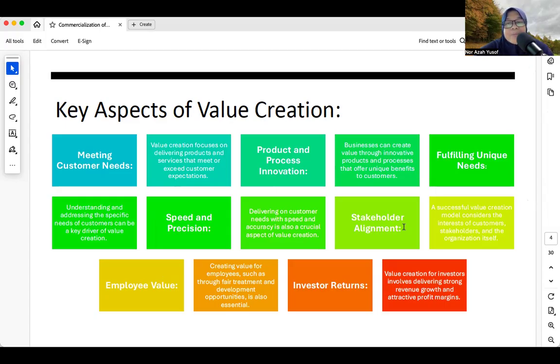And then, of course, they will ask you about the ROI, return on investment. This is the most difficult part for me because we are academics. We don't really calculate the values, how much you need to sell, how much you will get in return. But at least we can do meeting customers' needs, speed and precision, meaning that we are well prepared to redesign. And stakeholder alignment, we know it is really required in Malaysia. So these are the processes that you can use.